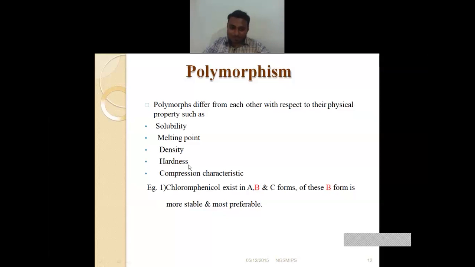Mass per volume. Mass per volume. Okay. What is hardness? Rigidity of the substance. Okay. So how can you determine hardness for a tablet?